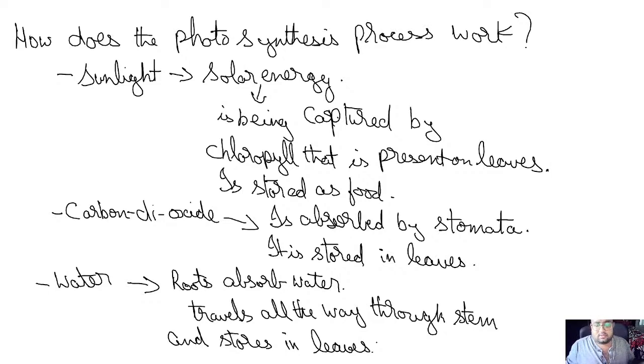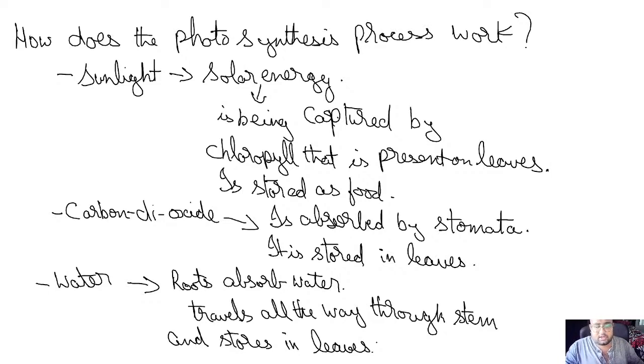Okay, so the sunlight is being captured by chlorophyll, and the chlorophyll is present in leaves. The leaves store the sunlight, and again carbon dioxide is absorbed by stomata. The tiny pores present on leaves are known as stomata. Those tiny pores absorb carbon dioxide, and they again store that in leaves.